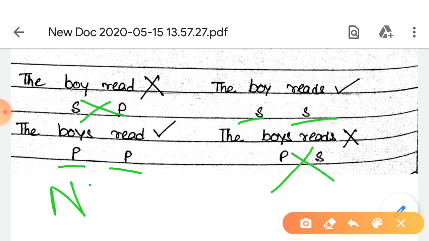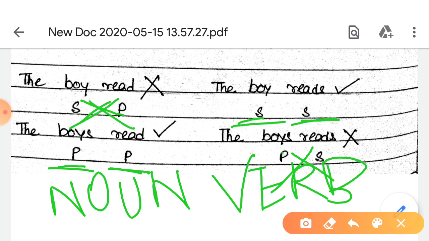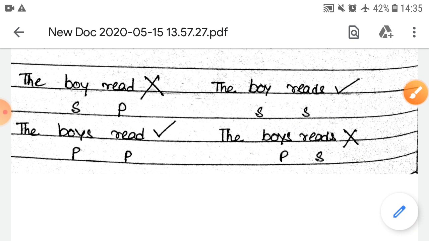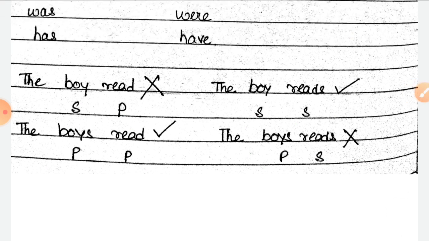So the noun and the verb, these two things, what will happen to these two things? These two things will be plural, plural or singular, singular. But no alteration will be there. No singular, plural will be there. Clear? So "the boy reads." Why? Because both are singular. The boy, it is talking about one boy, and as the S is added, the verb is singular.